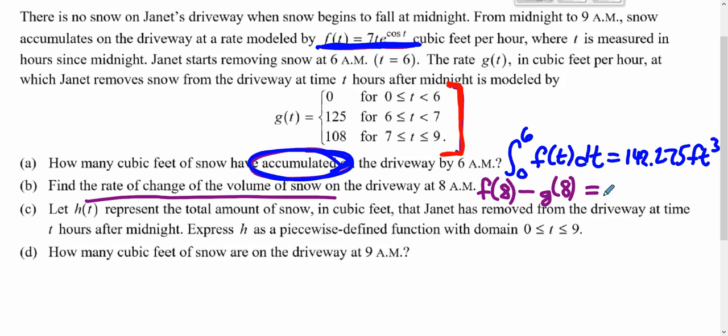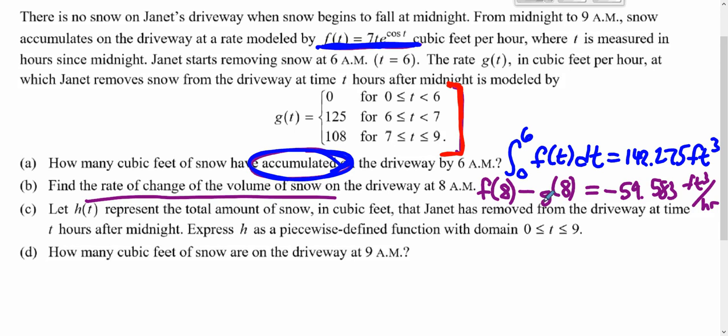Again, your calculator is helpful. We know what this rate is at time equals 8. The calculator does that for us. We get negative 59.583 cubic feet per hour. What does that mean? That means that G of 8 is bigger than F of 8. That means that at 8 a.m., more snow is being removed than is falling. So the amount of snow on the driveway is going down at time equals 8.